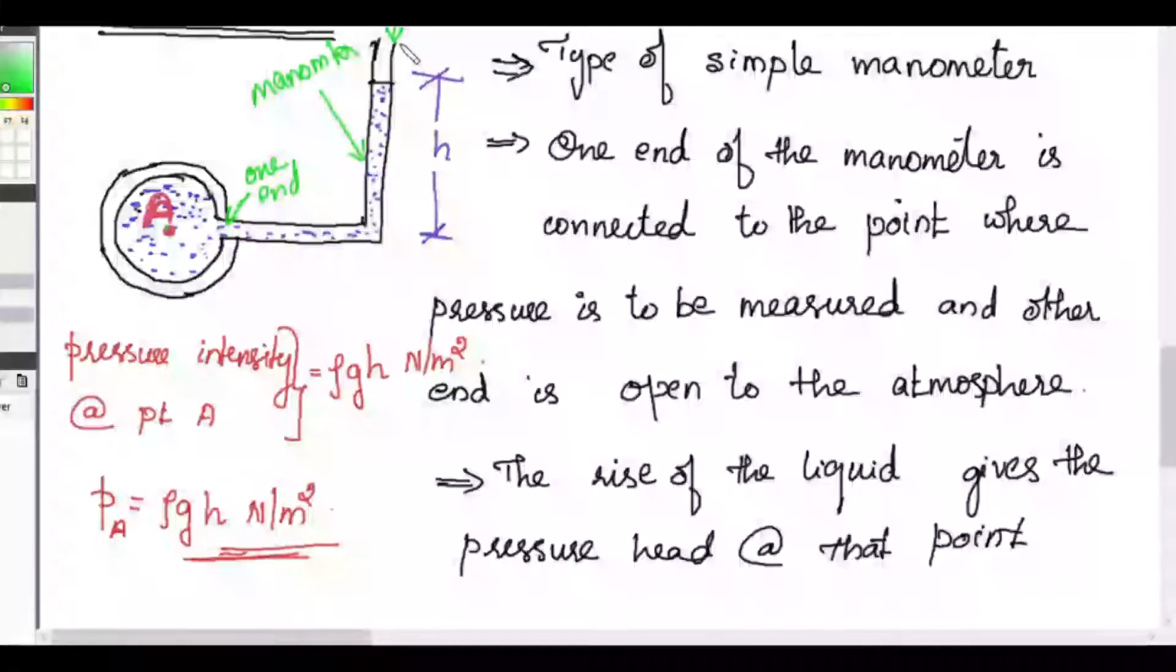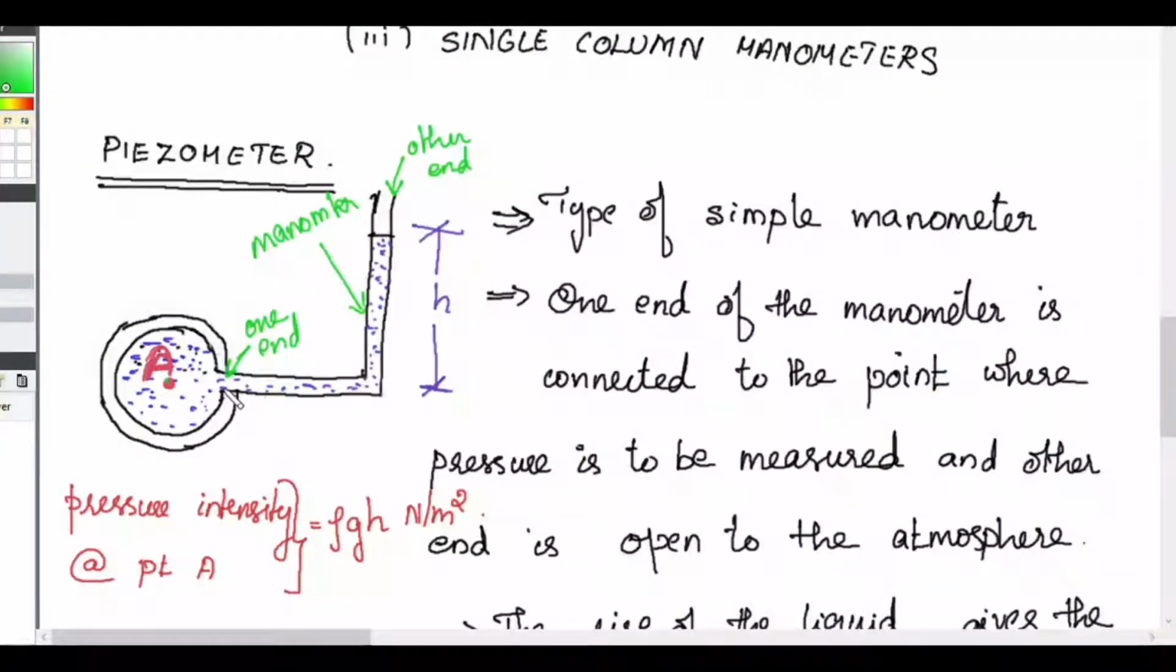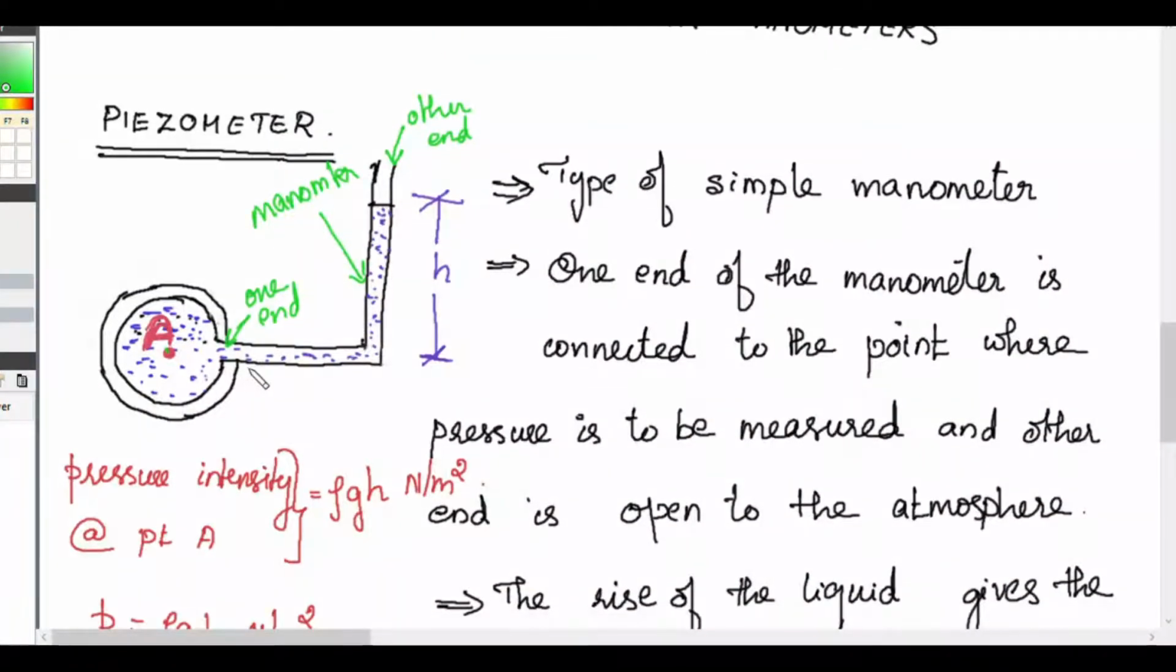Now, we will place this manometer at the point A. So what happens is there will be a rise in liquid. Here in the piezometer, we are not using another liquid. The liquid in the water body will rise in the piezometer.